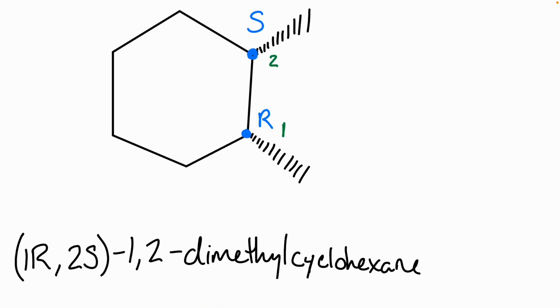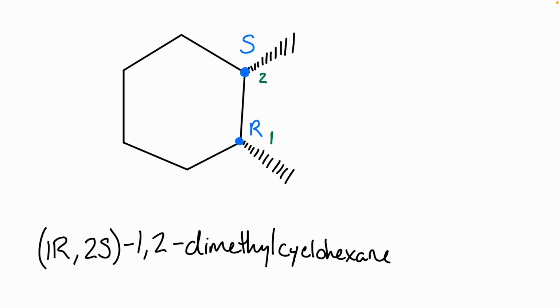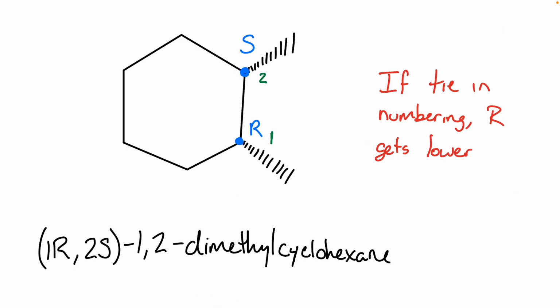Previously there were two equal ways to do it. This is the only way that we can do it for this one. So we can just note: if there's a tie in our numbering, R gets the lower number.